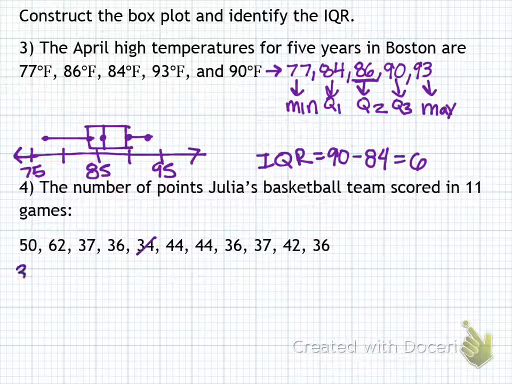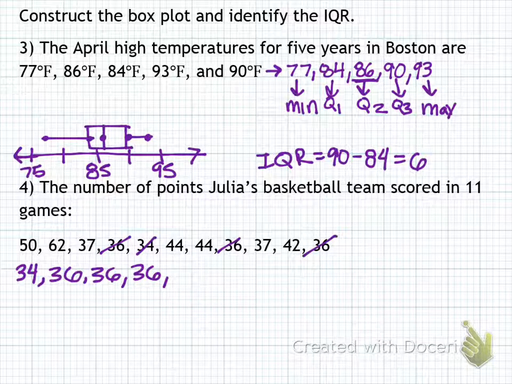Now number 4. The smallest number is 34. Then what? 36. How many copies of 36 are there? There's 3, yeah. So there's 1, there's another one, there's the third one. Okay, what's next?